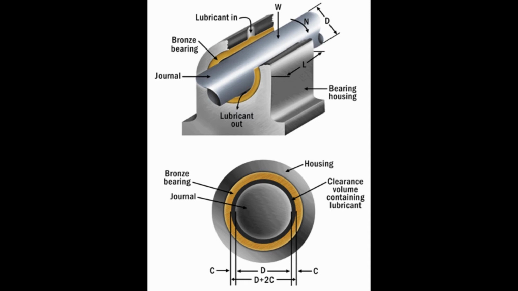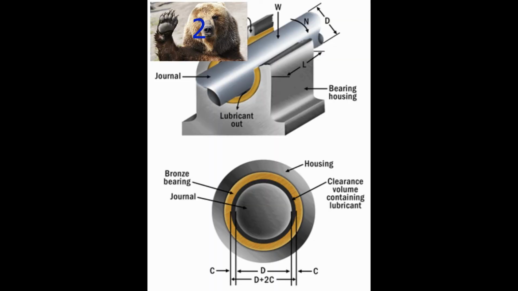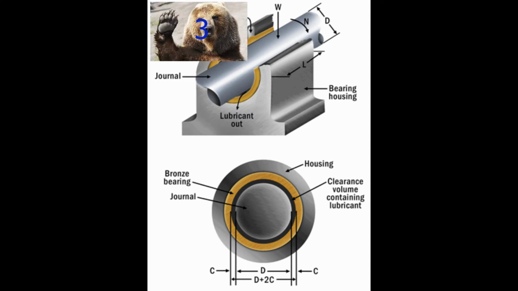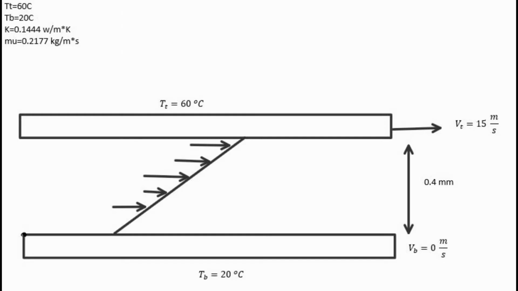Hello fellow engineers. In today's video we're going to go over a heat transfer problem dealing with a journal bearing. The primary function of a bearing is to reduce the wear as much as possible by bearing a load between a rotor and a casing.